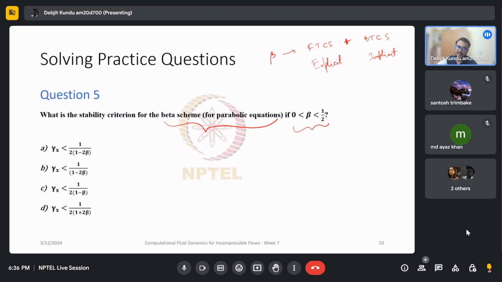Is it gamma x less than 1 by 2 into 1 minus 2 beta? Is it 1 by 1 minus 2 beta? Is it 1 by 2 into 1 minus beta? Or is it 1 by 2 into 1 plus 2 beta? We have a quick response in favor of option A. Let's see what others have to say.